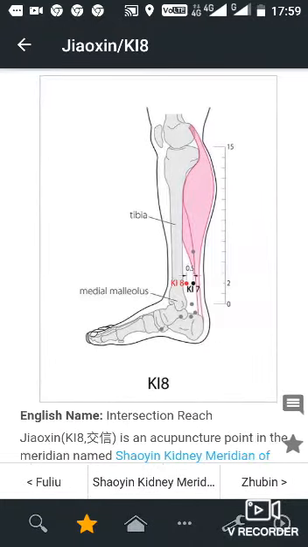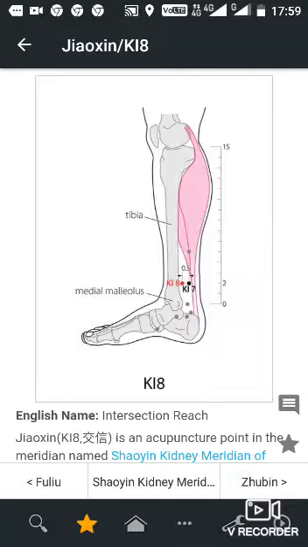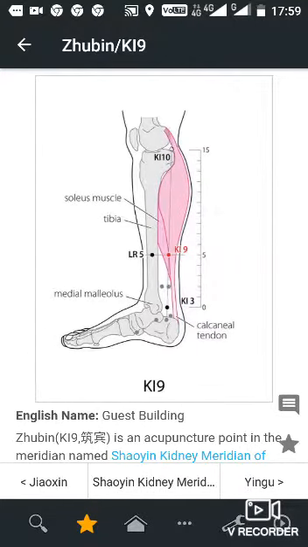Key 8, location. 2 cun above Taixi, KI3, 0.5 cun anterior to Fuliu, KI7, posterior to the medial border of the tibia. Key 9, location. On the medial side of the lower leg, 5 cun above Taixi, KI3, on the line between Taixi, KI3, and Yingu, KI10, below the belly of the gastrocnemius.